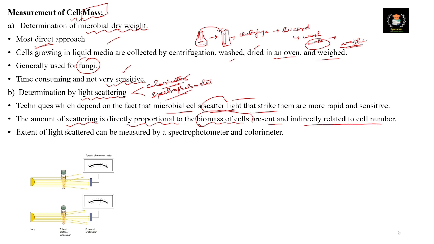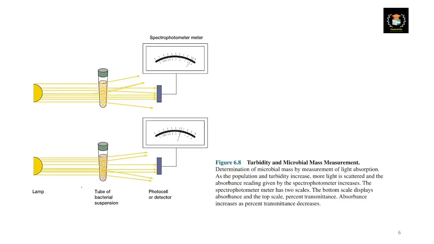Here you can see that this is a spectrophotometer. Here the lower scale is the absorbance and the upper scale is the transmittance. Transmittance is the light which has directly passed without hitting anything. You can see that this cuvette is less turbid. Less turbid means there are lower number of organisms. Here it is more turbid. There are more number of microorganisms.